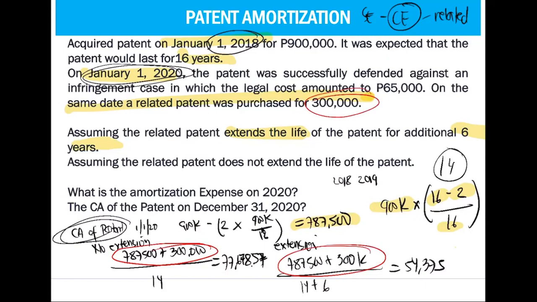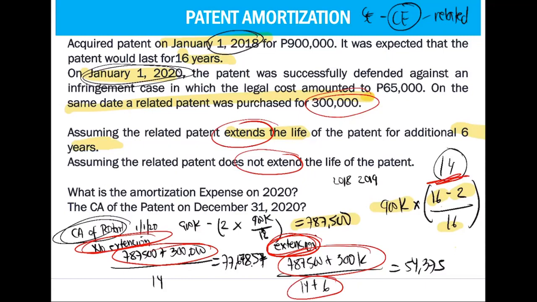And there are two chances as to your patent amortization with related patent. That is whether it extends the life, so there is an extension, or whether there's no extension on the life. If there's no extension on the life, whatever is the remaining life, that is 16 less 2, you divide the cost or the carrying amount of the old patent plus the related patent. If there is an extension, you add the extension on the life. So 787,500 plus 300,000 divided by 14 plus 6, we have 54,375.